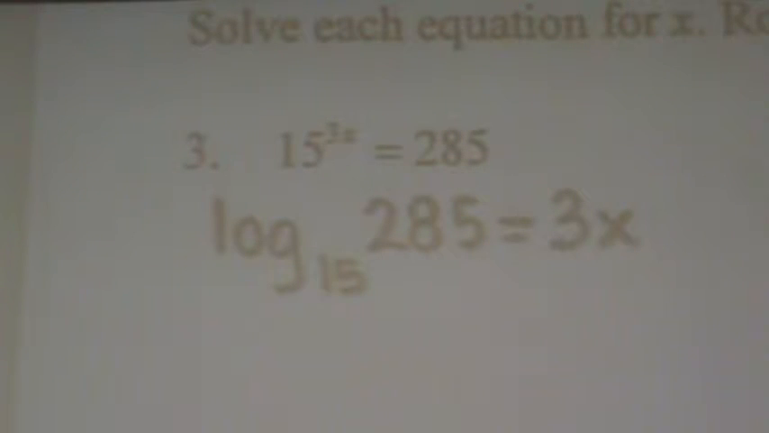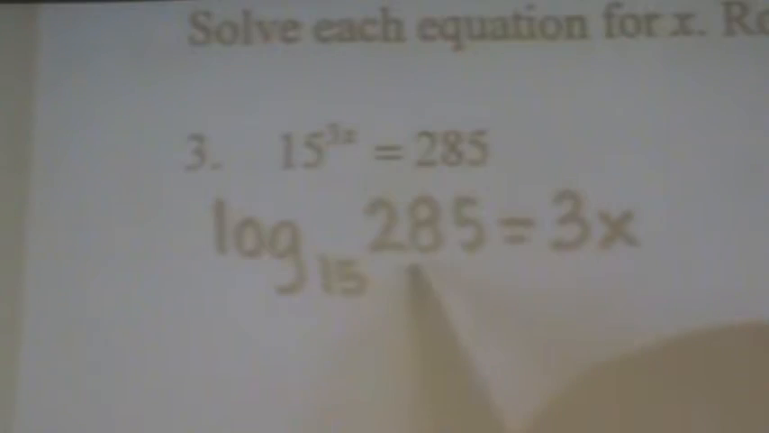Whatever answer you get, what do you do with that answer? Because I'm trying to solve for x. What do you do? Multiply by 3? Not multiply by 3, but divide by 3. You're going to divide by 3. What did you get for an answer? 0.69.